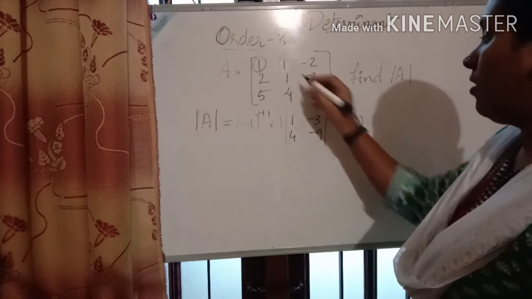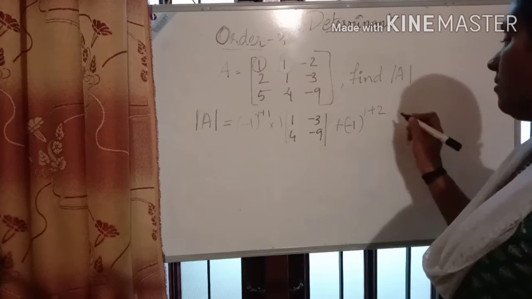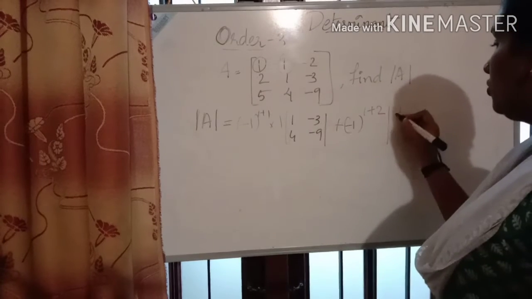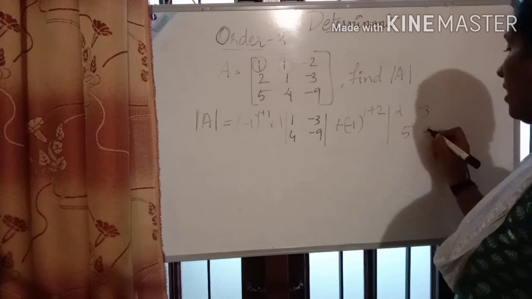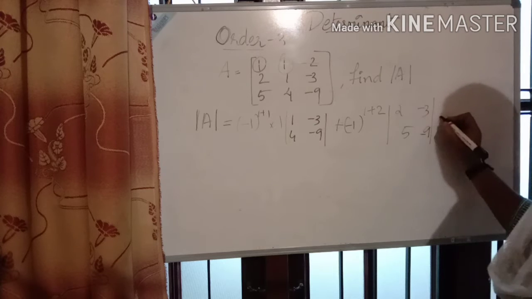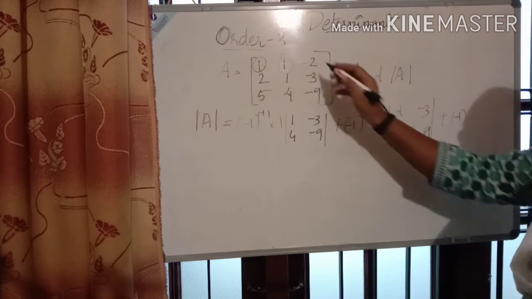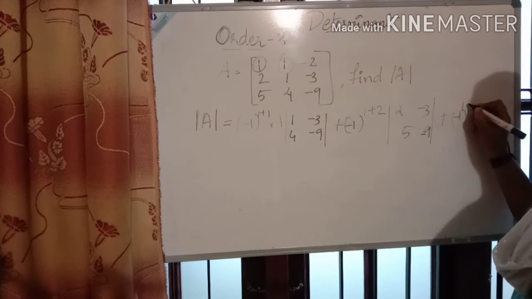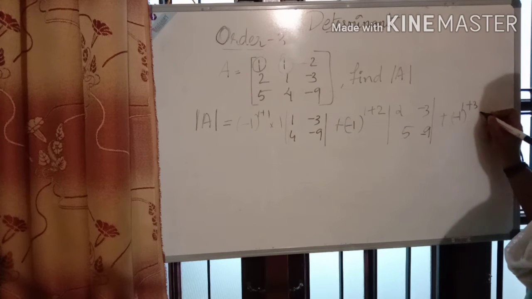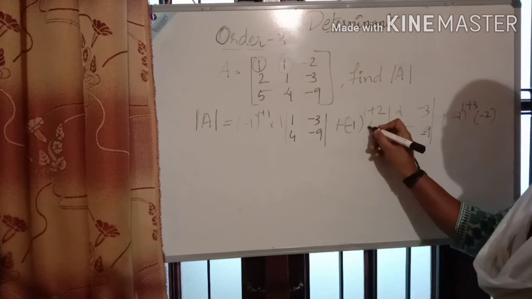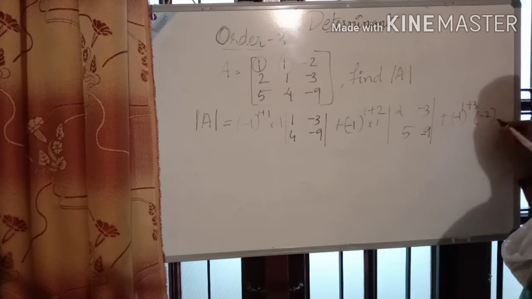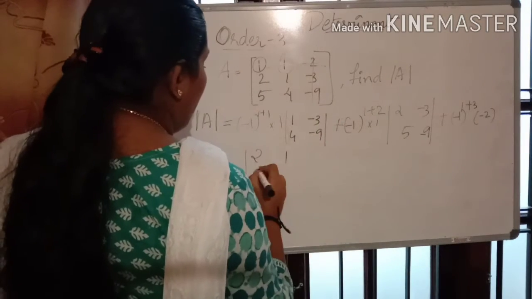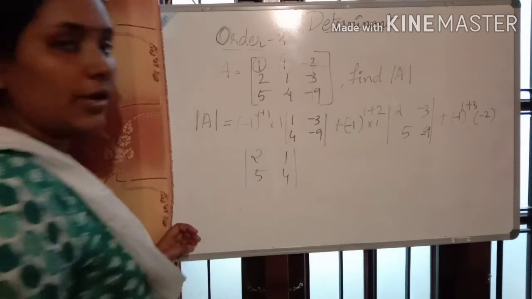The next element: eliminate the second column and first row, that will be plus, minus 1 to the power 1 plus 2. The remaining elements are 1, 2, minus 3, 5, minus 9, and for the remaining element, here is 1 plus 3, into minus 2, and the determinant is 2, 1, 5, 4.